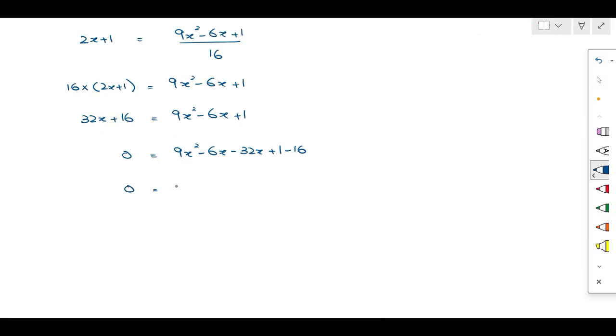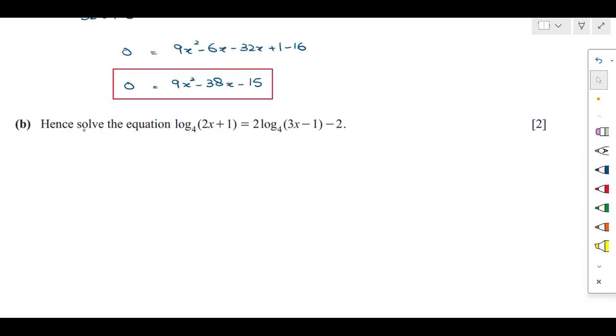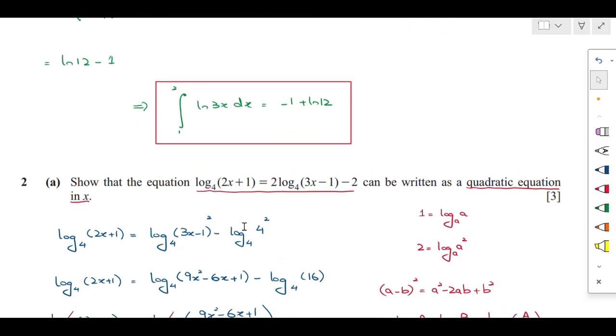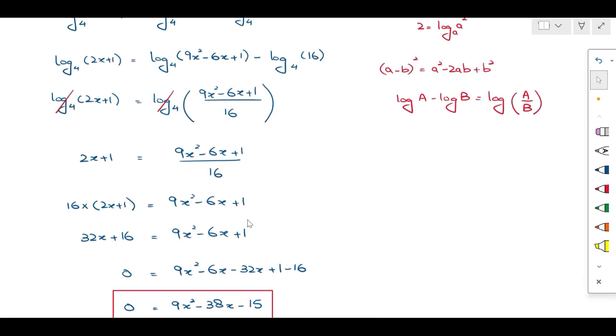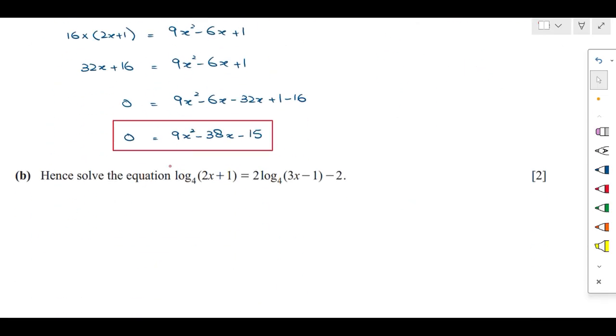Okay, so 0 is equal to 9x squared. Now the x coefficients are minus 32 and minus 6, which is minus 38x, and from 1 minus 16 is minus 15. So this is a quadratic equation in the variable x, the standard form of the quadratic equation. Now for part B, hence solve the equation. Okay, so we need to solve this equation. As we have already done in part A, this equation can be written as a quadratic equation like this.